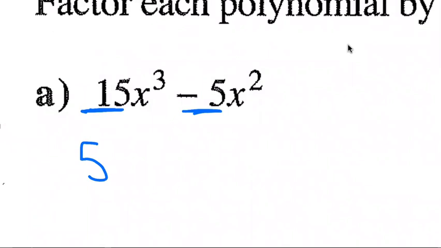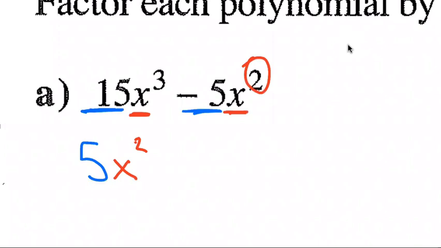Now we also need a greatest common factor for the variables. And to determine that, you look at each individual variable separately. Okay? X cubed and x squared. Whatever the lowest exponent is going to be your greatest common factor for the variable. So in this case, it's going to be x squared. Okay? X squared.